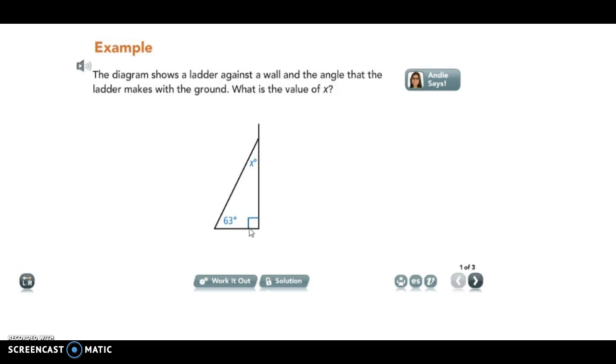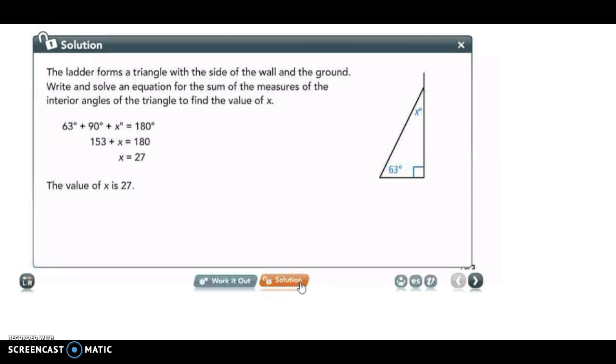So we're going to take 180 minus our 90, and that's going to give us 90. And then we're going to subtract out the 63, and whatever we have left is going to be our x. Because once again, 180 degrees is going to equal the inside of a triangle. So we have 63 plus 90 plus x is 180. 63 plus 90 is 153. We're going to subtract 153 from both sides, and then x is going to be 27.